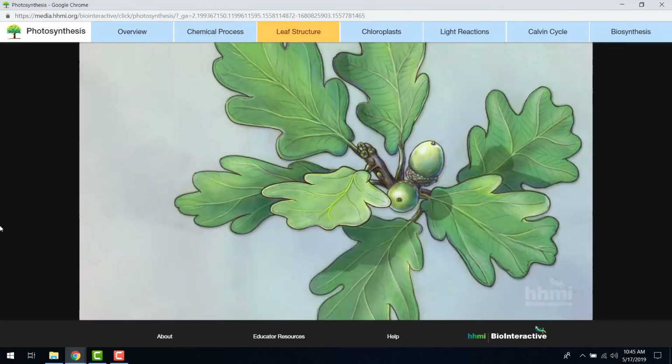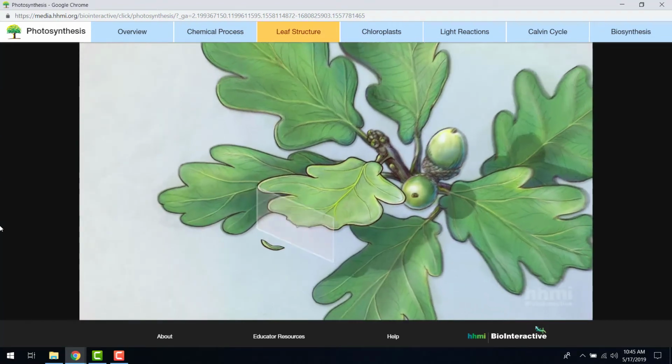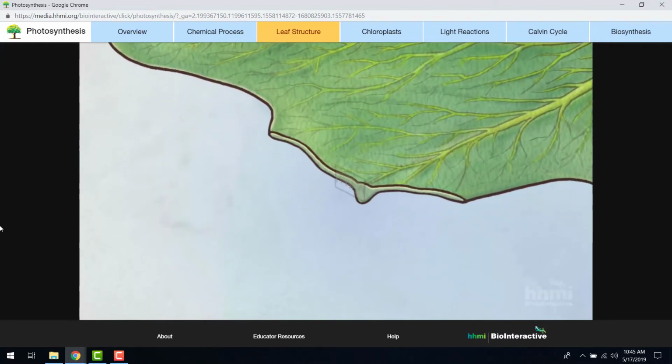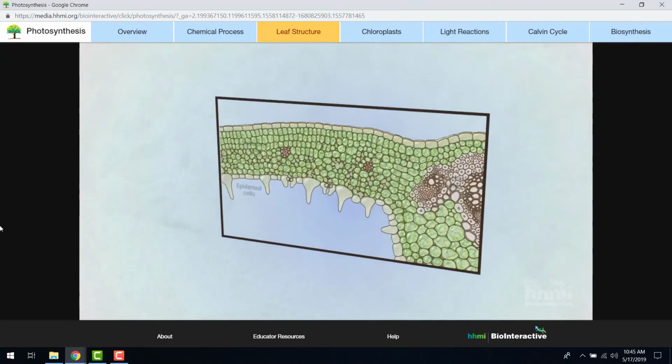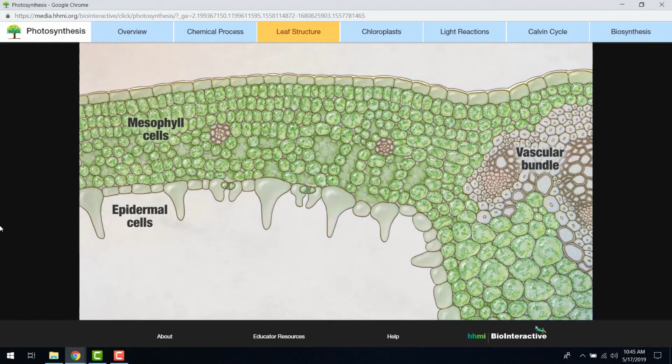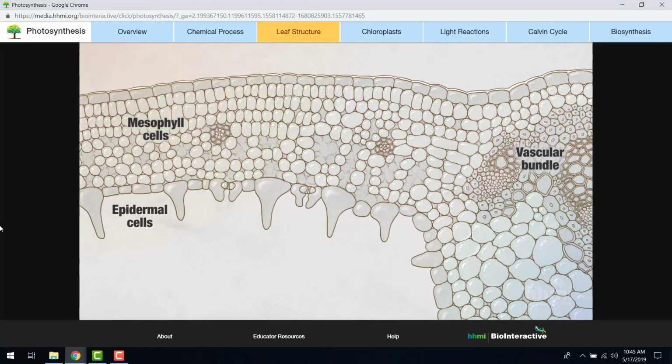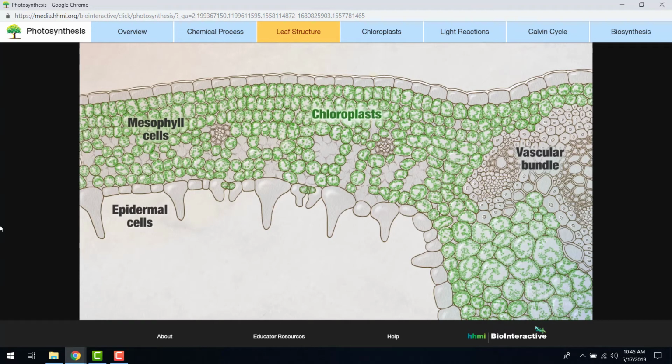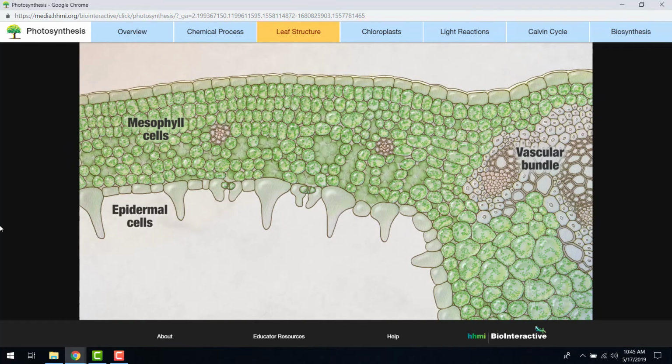We're going to zoom in on a cross-section of a leaf to have a closer look at the center of action for photosynthesis. A leaf has many different types of cells, such as mesophyll cells, epidermal cells, and vascular bundles. Most cells in the middle of a leaf contain large numbers of chloroplasts. Pigments in chloroplasts make these cells green. Chloroplasts are the organelles where photosynthesis occurs.